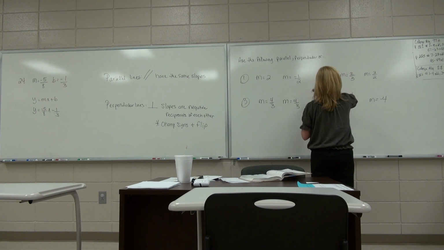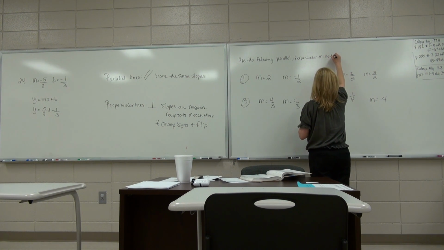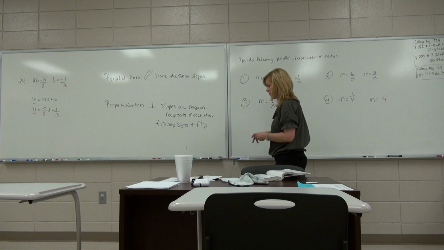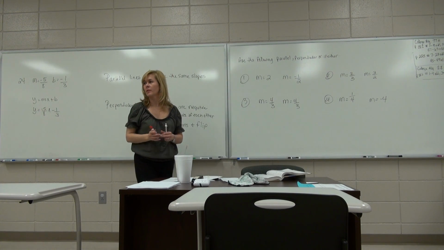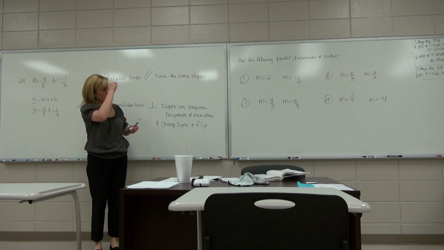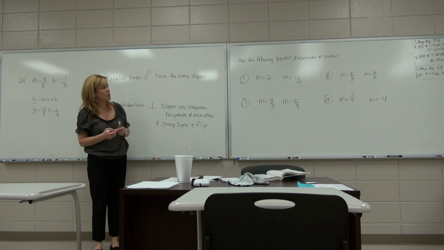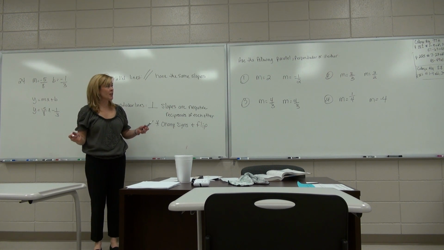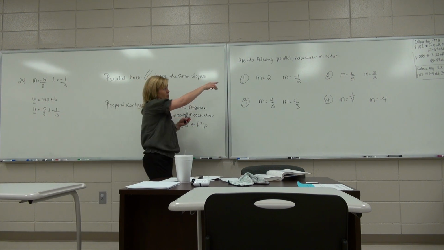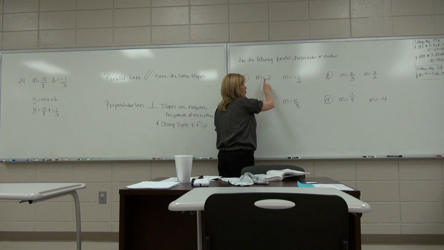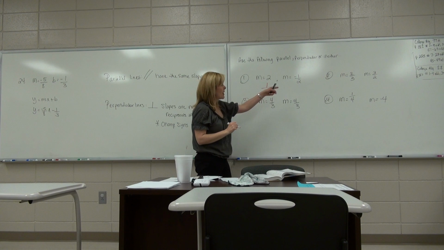Tell me if these are parallel, perpendicular, or neither, just by looking at the slopes. What do you think on the first one? Perpendicular. If you flip two, you get one half, and then one's positive and one's negative, so that's perpendicular. Okay, what about number 2?